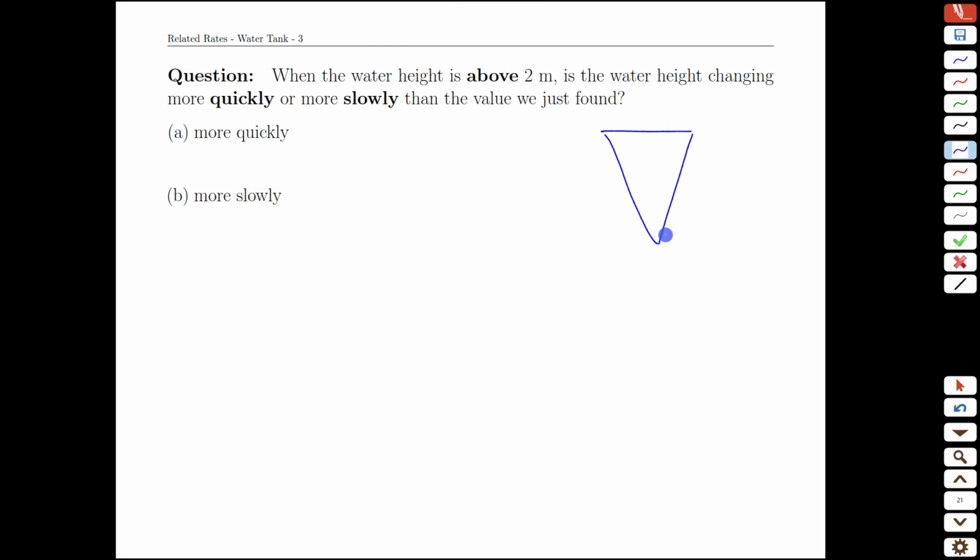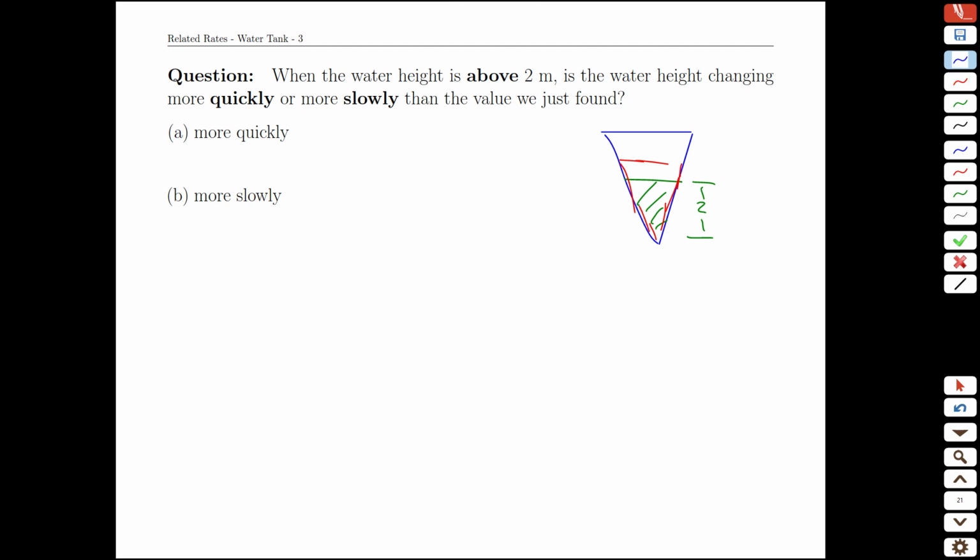Now as a follow-up question, more conceptual, when the water height is above 2 meters, so we look at the scenario here, we just talked about when the water level was 2 meters exactly. Imagine what the scenario would look like, or what the consequences would be if you had it more full, like so. And ask yourself, is the water height changing more quickly or more slowly than the value we just found? Think about that either conceptually or mathematically, and then we'll come back.